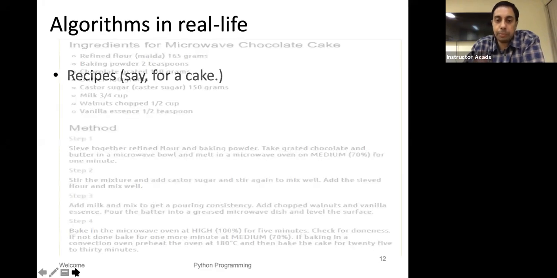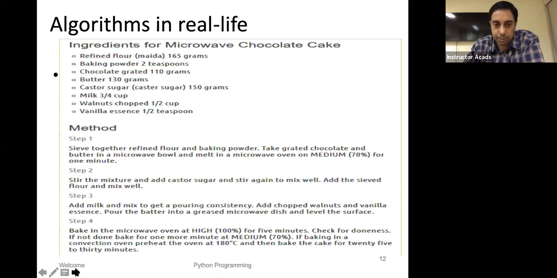And we'll come back to this again and again, because many aspects of recipes are similar to what algorithms are. So how does a recipe look like? Okay, and this is from a website on cooking, and it says, how do you make a chocolate cake in a microwave? And so you start with a collection of ingredients, refined flour, baking powder, and so on. And then, once you list the ingredients in appropriate amounts, you say, okay, once I have the ingredients, how do I make the cake? How do I bake the cake?